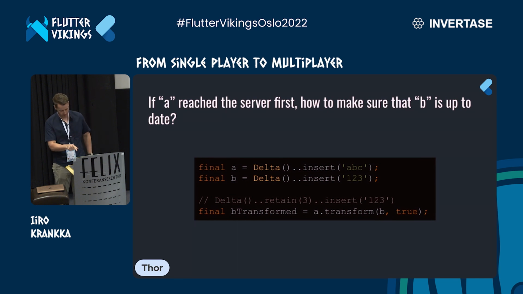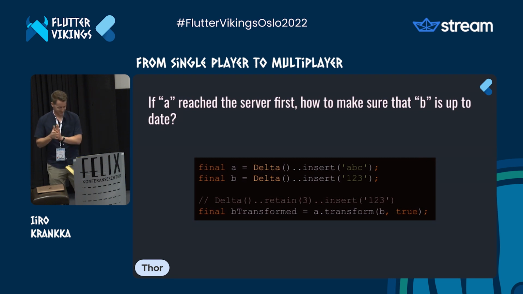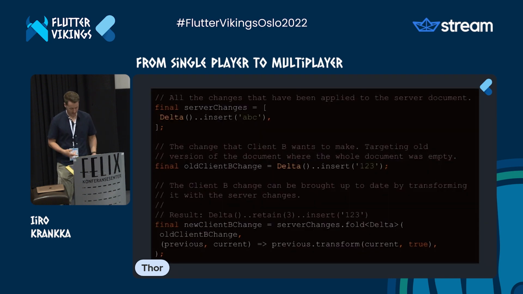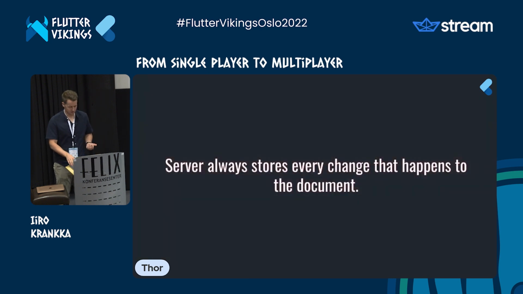And this true flag here basically says that A takes priority over B, so that if there's a conflict, A wins. Which happens here: now we have a transformed change that is skipping over the ABC with the retain 3 operation, and then it's going to insert 1, 2, 3 after the ABC, which becomes ABC 1, 2, 3. It's actually more complicated than that, and it's actually even more complicated than that.